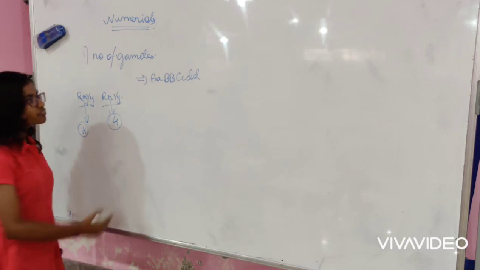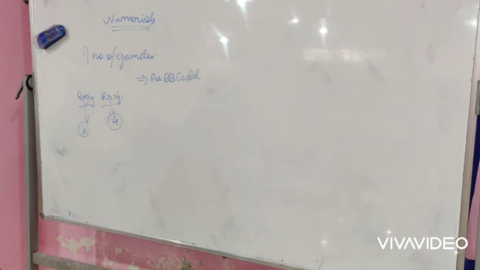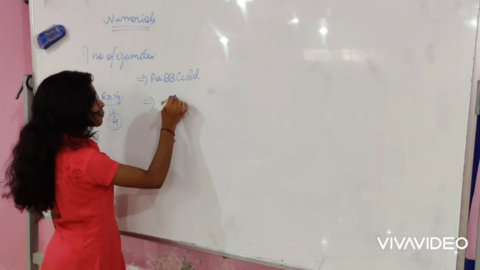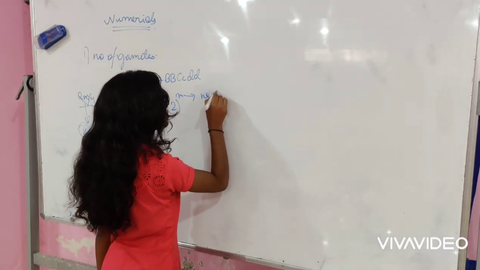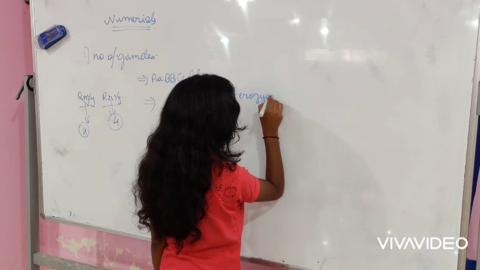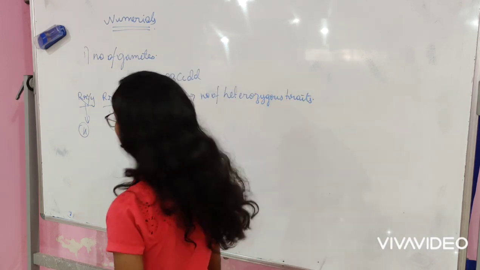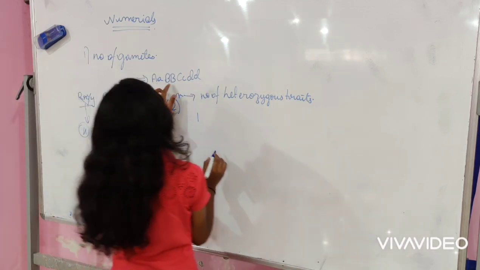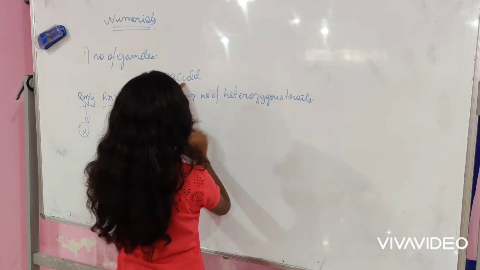So you can't find it easily, because so many gametes will be there. So the method, the formula, is 2 to the power n, where n is the number of heterozygous traits. So this is heterozygous, this is homozygous, this is heterozygous. So my n is 2, right?